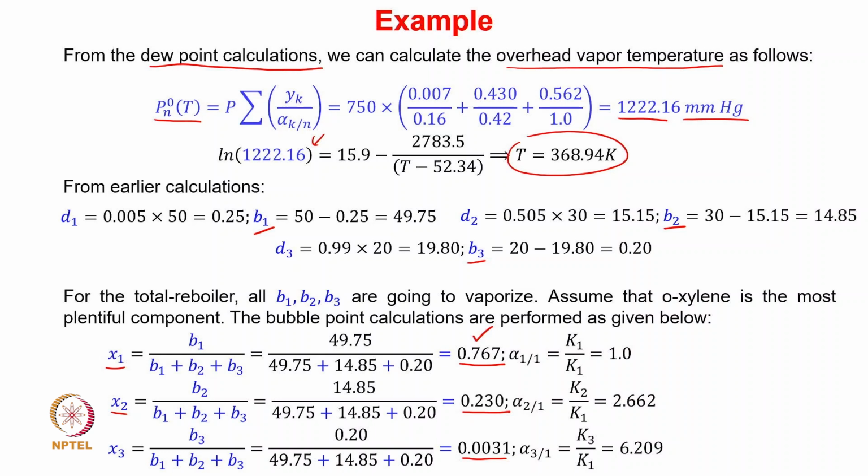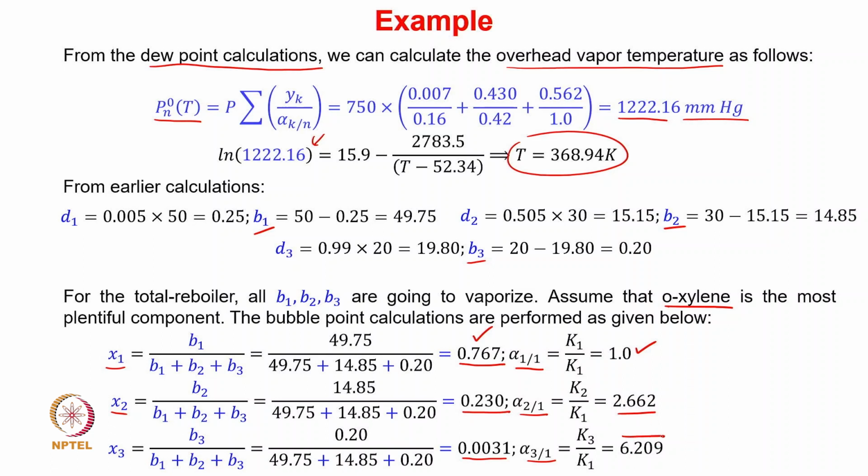So clearly, since the orthoxylene is present abundantly, we have to do the calculations with respect to the orthoxylene. So relative volatility, now in this case we have to calculate with respect to orthoxylene, and orthoxylene is component 1, so that's why we are calculating alpha 11, alpha 21 and alpha 31. So alpha 11 in this case will be K1 by K1, that is just 1. Alpha 21 will be K2 divided by K1, so that comes around 2.662, and alpha 31 is K3 divided by K1, so that comes around 6.209.